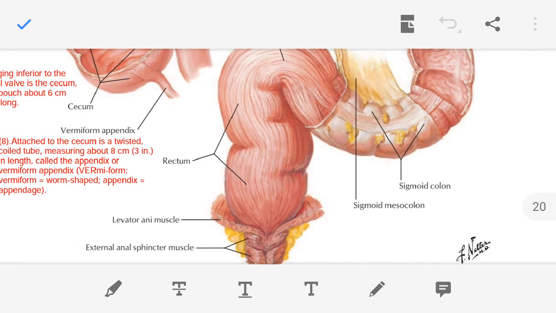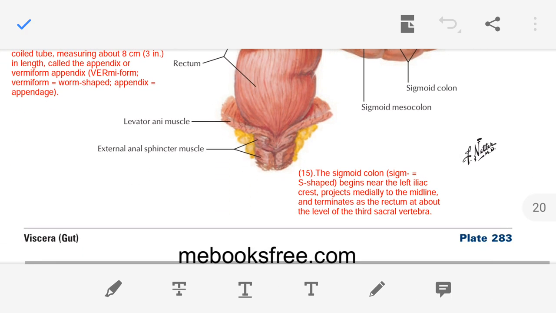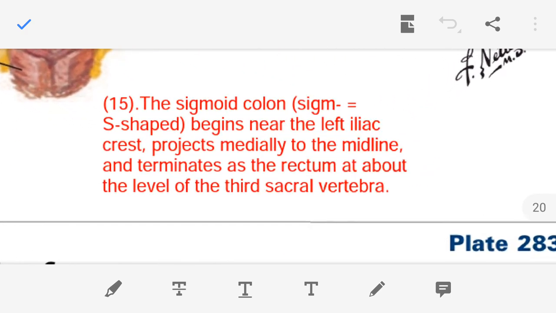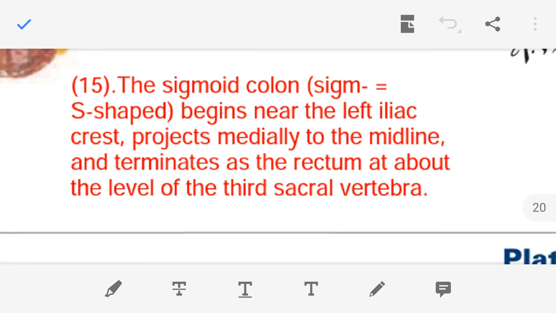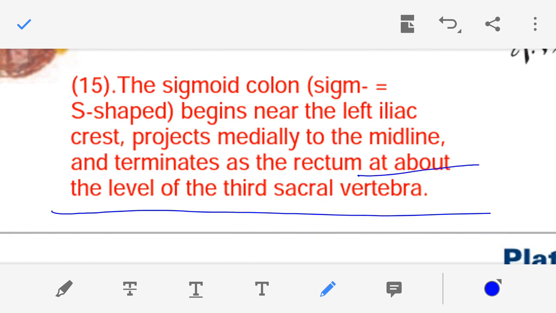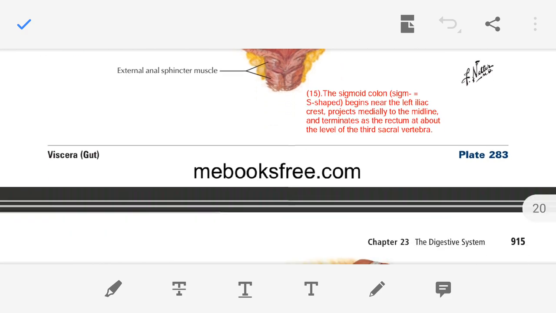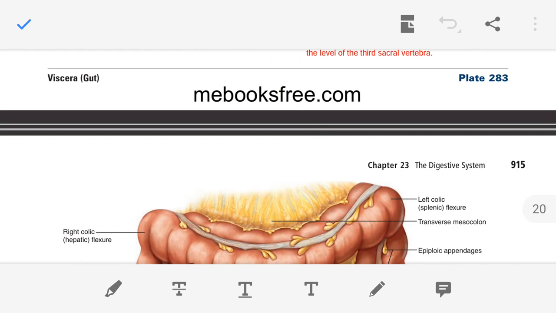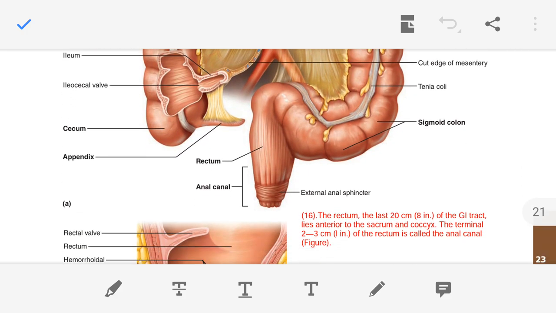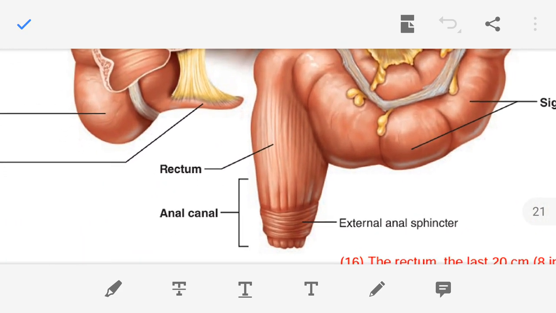So here, sigmoid colon terminates into the rectum. So this is the rectum. And where this sigmoid colon is situated in the body, it is at about the level of the third sacral vertebra. Now moving on to the 16th point. Now in the 16th point we are discussing the rectum.